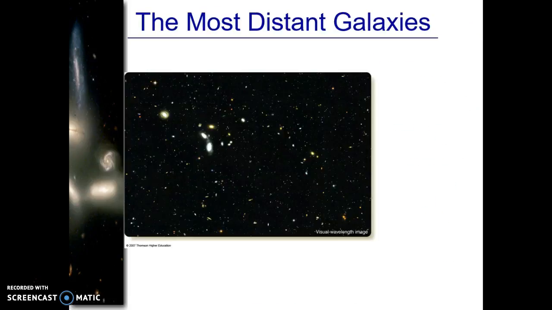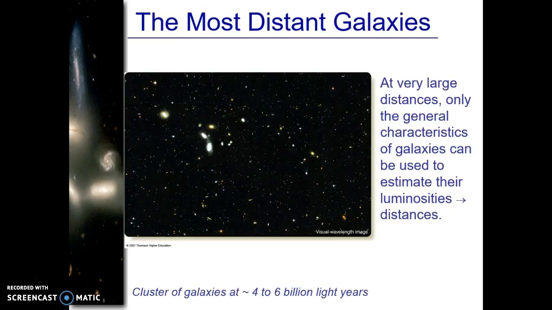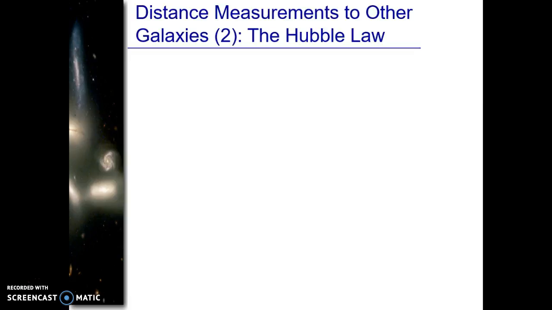Most distant galaxies. Distances to others can be determined. We can use the Cepheid variable stars to determine those that are close, but the ones that are further away, we can't use those. So we have to use other ways, and that would be globular clusters, planetary nebulae, and supernova explosions. At extremely large distances, the general characteristics of galaxies can be used to estimate their luminosities and distances, because you can't really measure anything else from it because it's too far away.